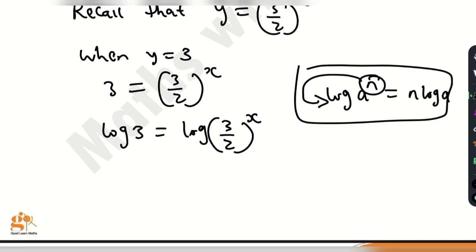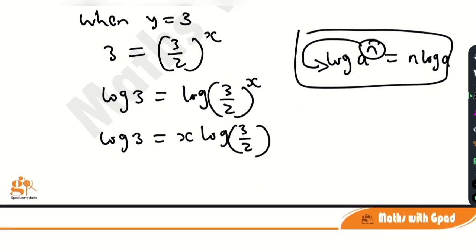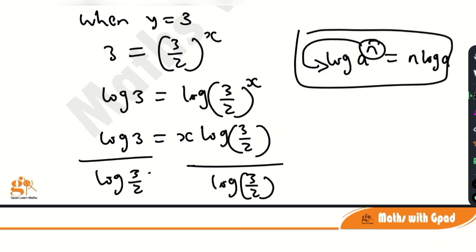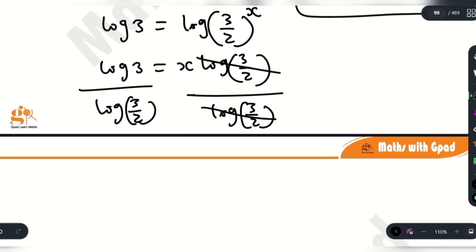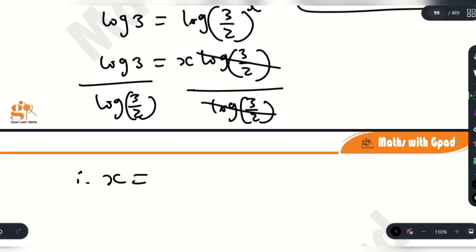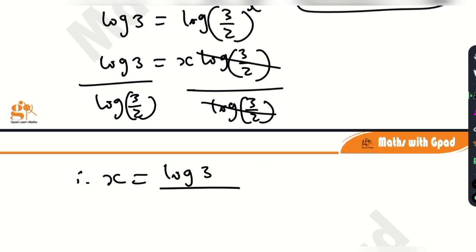So that's what I'll do here. So log 3 is equal to x log 3 over 2. So let's divide both sides by log 3 over 2. So here log 3 over 2 and here x log 3 over 2. So this cancels this and we can say that therefore x is equal to log 3 over log 3 over 2.